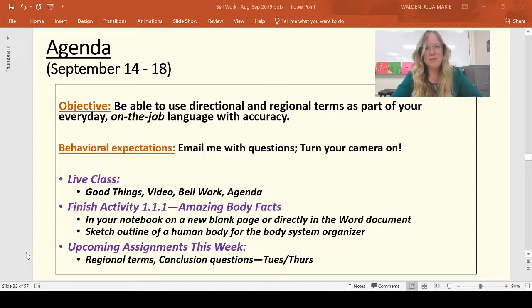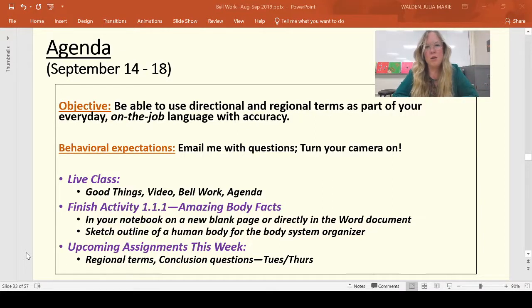Your objective for this week is that you're going to be able to use directional terms and regional terms as part of your everyday on-the-job language with accuracy. That means that if you were a medical professional, you would be able to use those directional terms from last week, such as superior, inferior, lateral, medial, proximal, distal, etc.